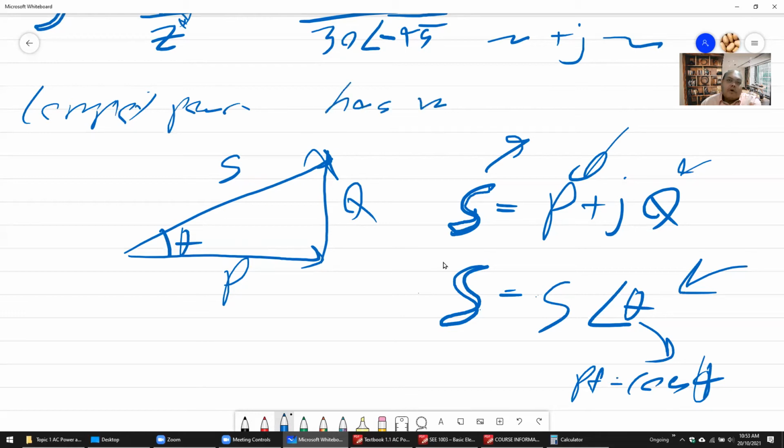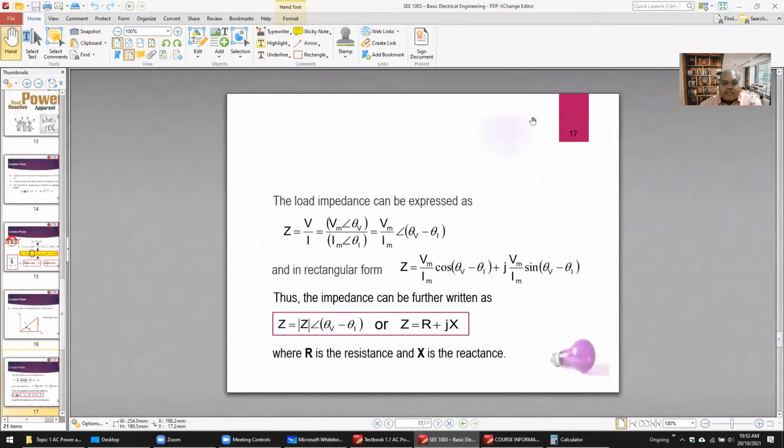That's why complex power has more info, because it represents P and Q, and because it represents P and Q, you can also get the reactive power and of course the power factor. That's why the complex power is much more useful. What else? This one I already showed you. Z is equal to V divided by I. This one I think you already learned. This is just Ohm's law in the complex form.